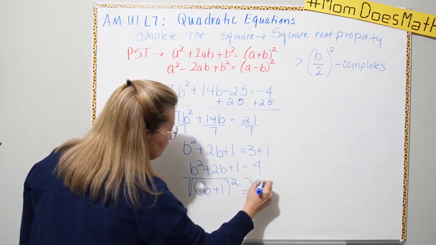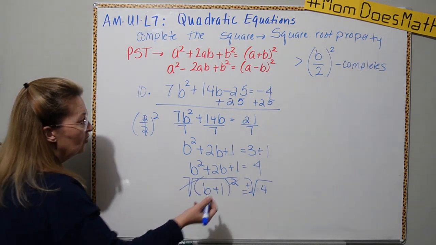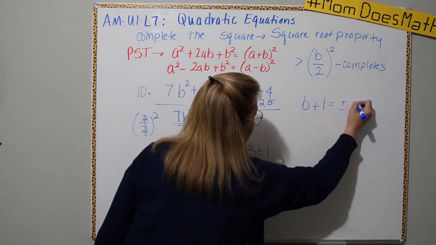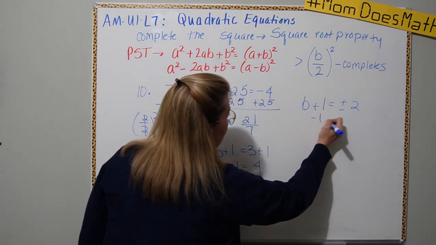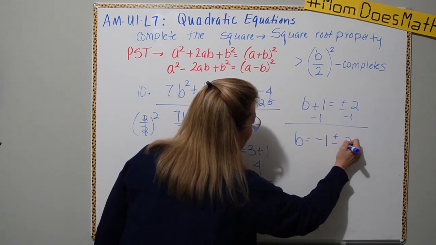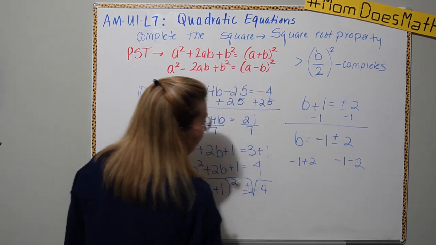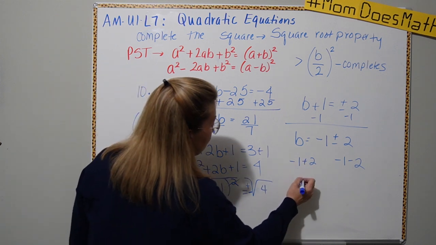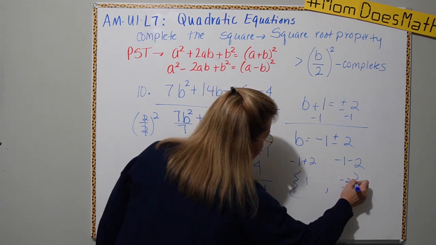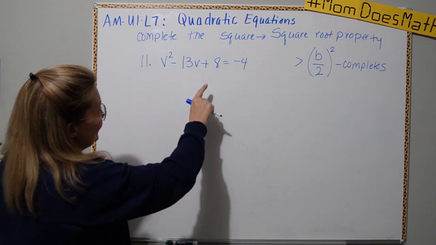So I'm going to take the square root of each side with my plus or minus. All right, the square root of b plus 1 is just b plus 1. And the square root of 4 is plus or minus 2. So when I subtract 1 from each side, I'm going to have b is equal to negative 1 plus or minus 2. So negative 1 plus 2, negative 1 minus 2. All right, negative 1 plus 2 is 1. Negative 1 minus 2 is negative 3. So there's your answers.